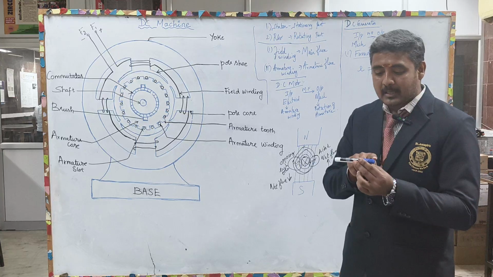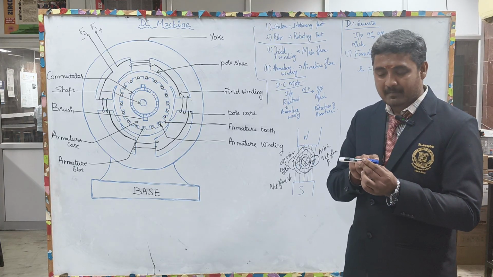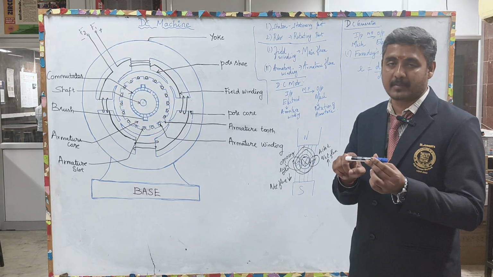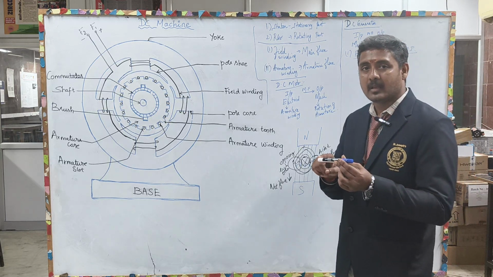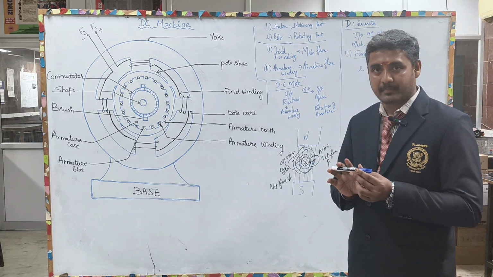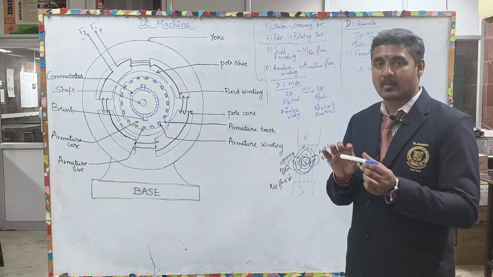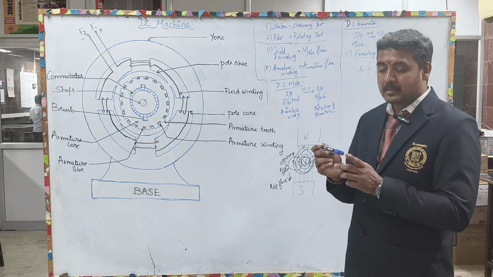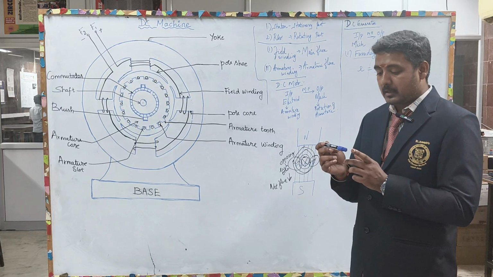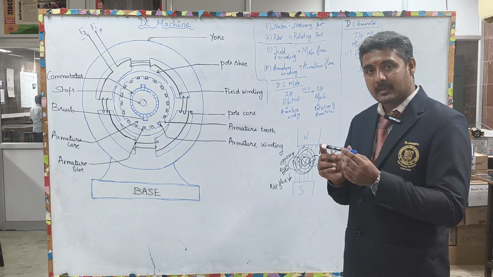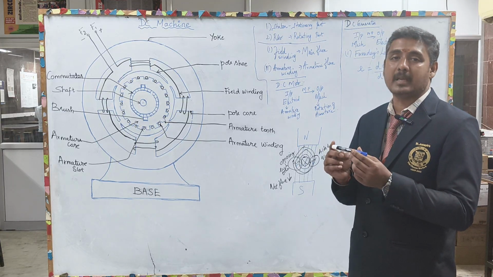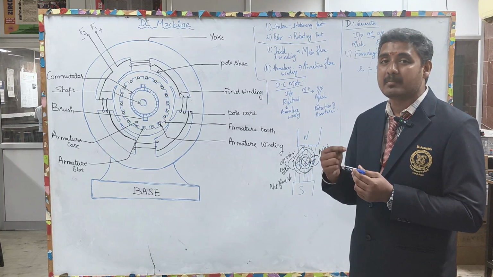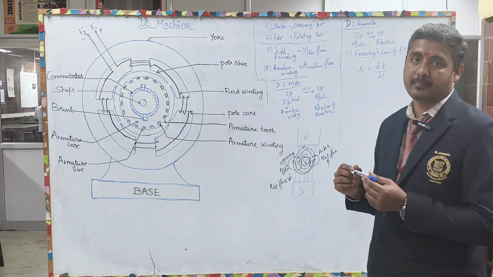How will it be rotated? This turbine shaft is connected to the DC machine shaft, that is the DC generator shaft. Both are interconnected or interlinked. When this turbine rotates, what happens? The prime mover, which is connected between the turbine and the rotor of the generator, will also rotate. Like this you can give a mechanical input to the generator.